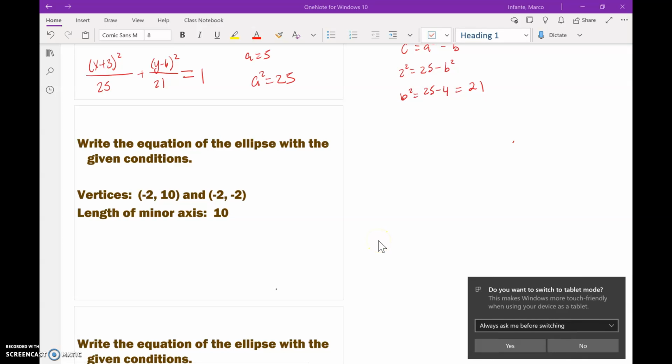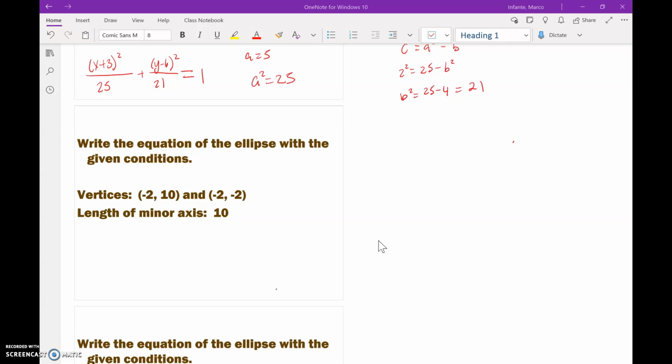We're going to continue with our note taker for the last couple of examples, continuing the same idea of what we've been doing in class, identifying the key characteristics of an ellipse to then write the equation. So it says write the equation of the ellipse with the given conditions.